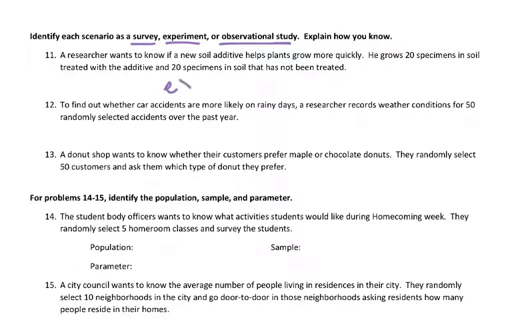So this one, pretty clear that it's an experiment. Why is it an experiment? Because you have 20 with, 20 without. So you're doing both to see what's going to happen.